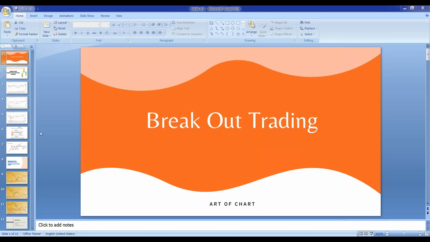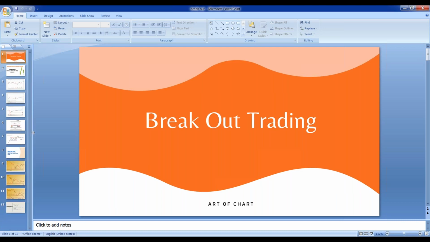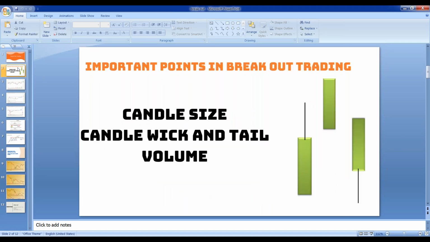So there are three things that you have to look for in a breakout system. First of all, when we are talking about breakout, there are three things you have to look for. The first thing is candle size, second is candle wick and tail, and third is volume. These are the three things you have to look for whenever you are going for breakout trading, or you are looking for any breakout.